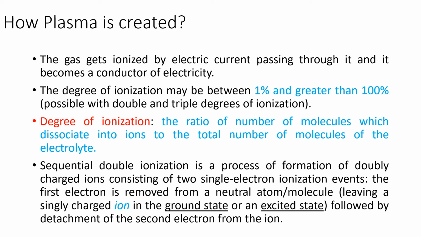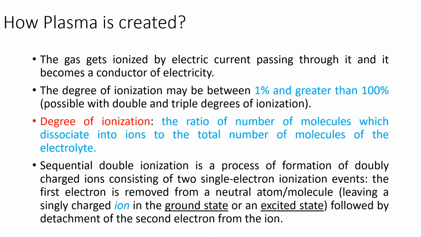The degree of ionization may be between 1% and greater than 100%. So how does it become more than 100%? It becomes more than 100% when double or triple degrees of ionization take place. So once we are talking about double and triple degrees of ionization, we need to know what the degree of ionization is.